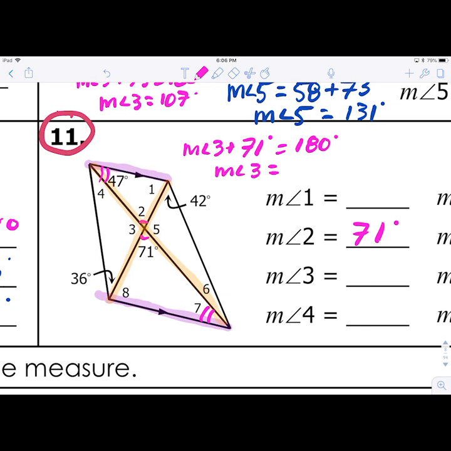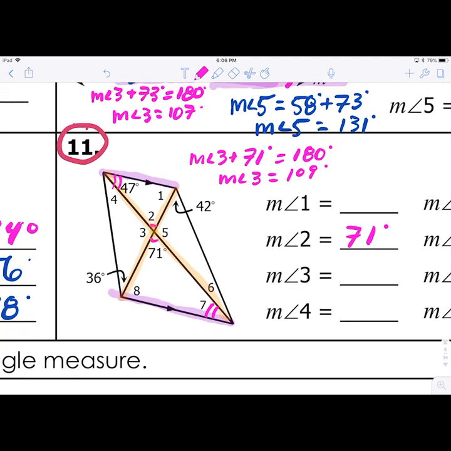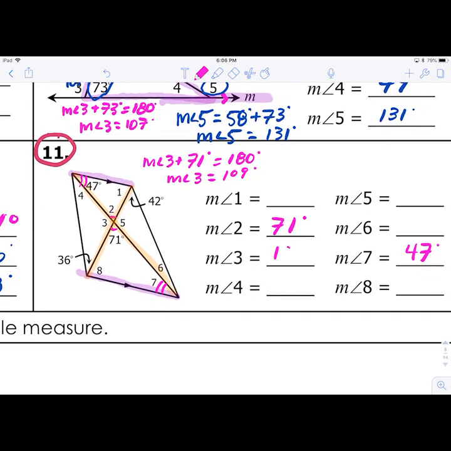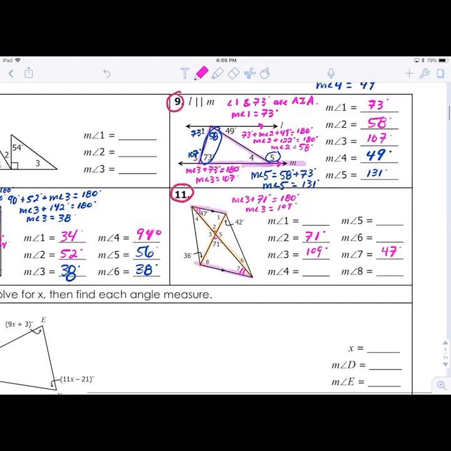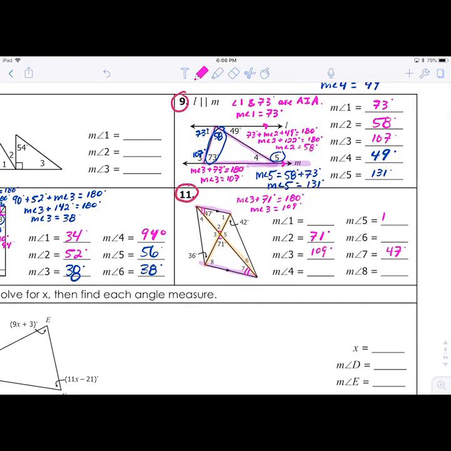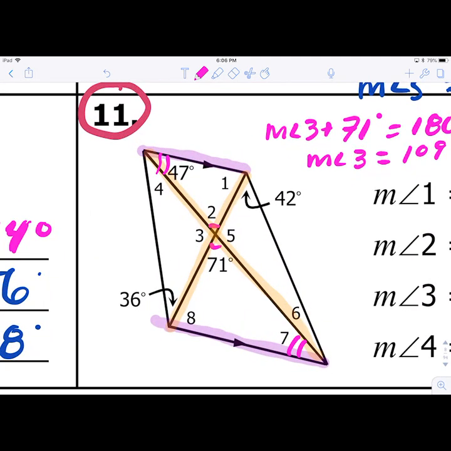180 minus that 71 gets me 109 degrees. So the measure of angle 3 is 109. And the measure of angle 5 will also be 109, based solely on the fact that they are vertical to each other, right? Measure of angle 3 and measure of angle 5, they're vertical. You see how many arcs I'm doing? That's to show the congruence, right? That's 3 arcs, that's 3 arcs. They're congruent to each other.